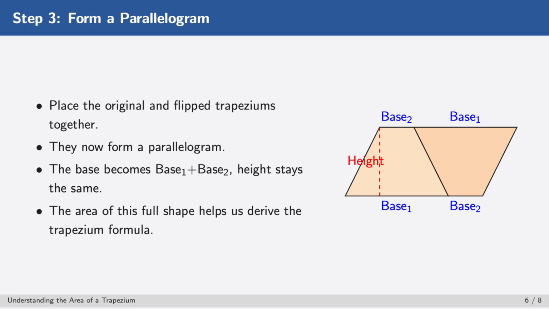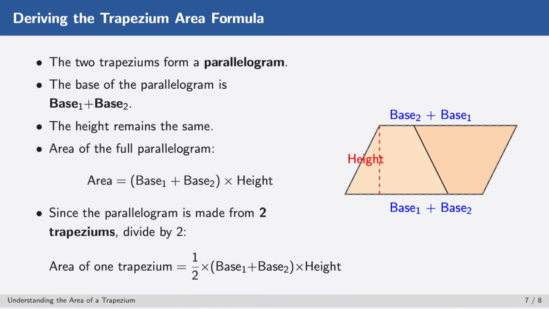The height of the parallelogram stays exactly the same. That vertical distance hasn't changed. This setup lets us calculate the area of the parallelogram and helps us understand the area of just one trapezium. Let's turn to the next slide.